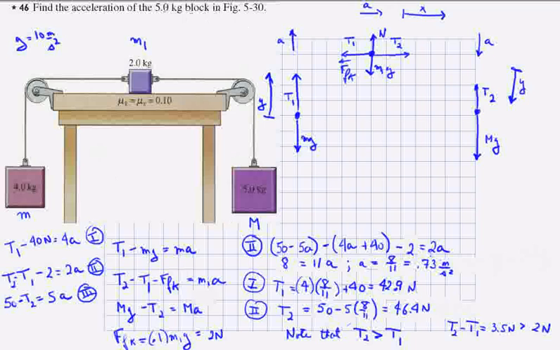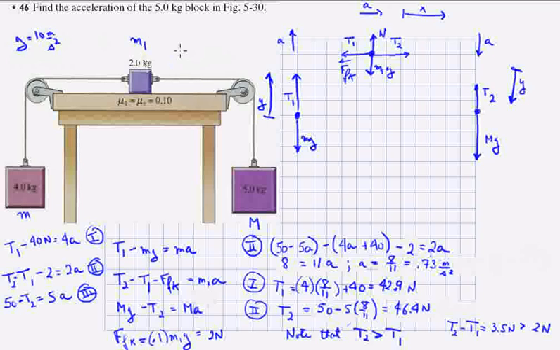I have a 5 kilogram block which I'm going to initially call big M on the right. On the left I have a 4 kilogram block which I'm going to label little m, and then I've got a block in the middle, little m1, which is 2 kilograms. Throughout this calculation I'm going to assume g equals 10 meters per second squared just to simplify numbers.